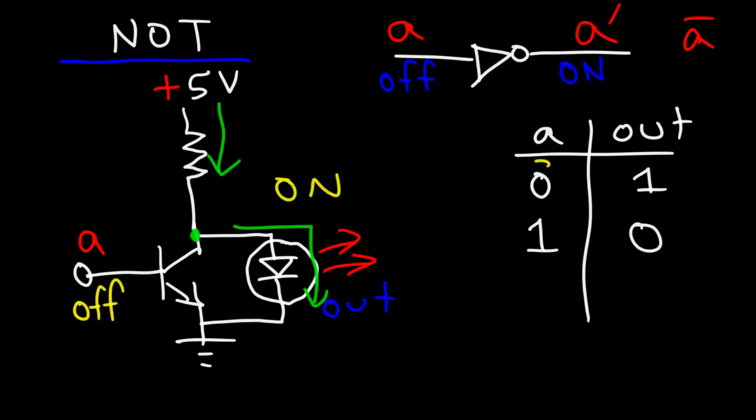So as we can see here, if we have a 0 at A, the output will be a 1. And if we have a 1 at A, the output is a 0. And so that's the basic function of a NOT gate. It turns an off state into an on state and vice versa. It turns A into A prime.